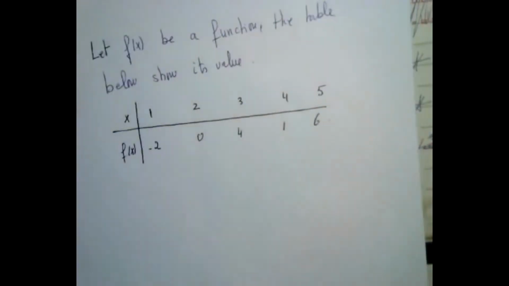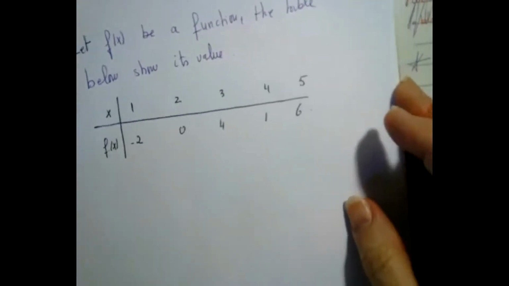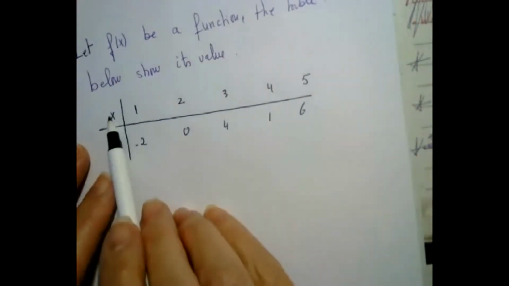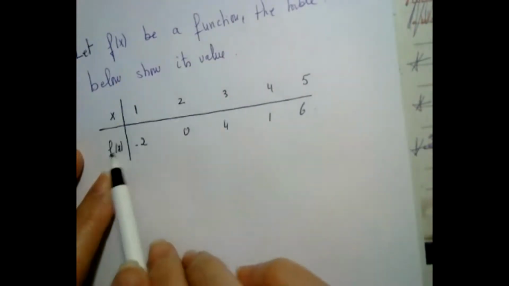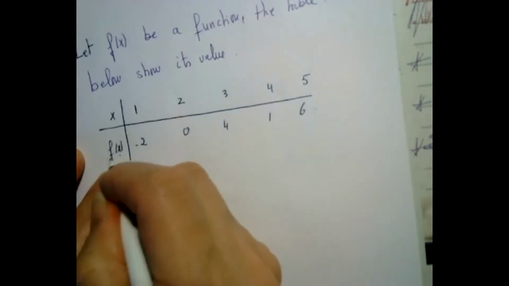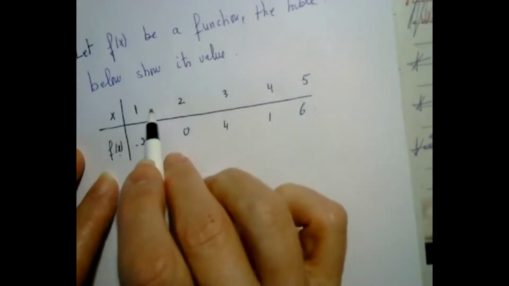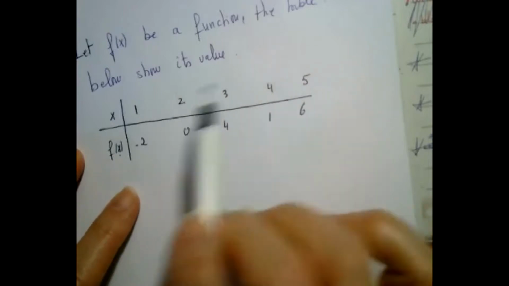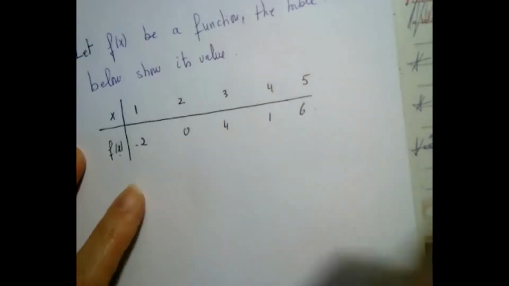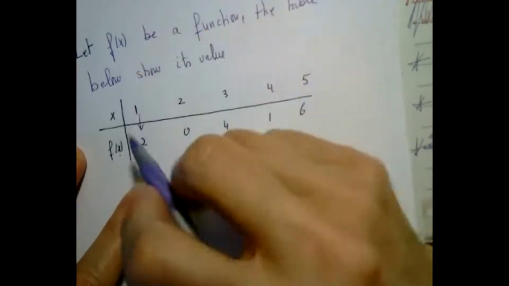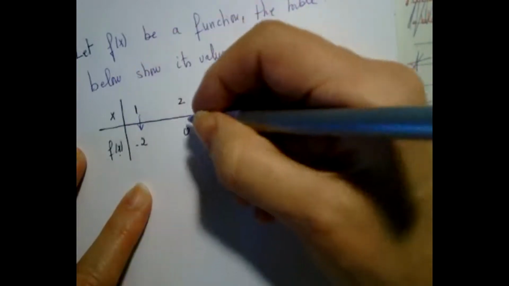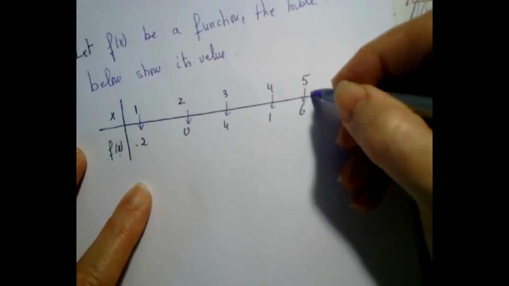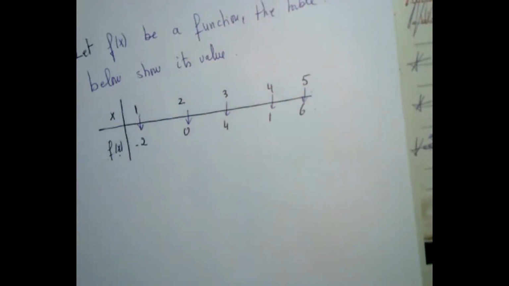Okay. So first, what do I mean by that? What does it mean, this function given by a table? It means x is the input, f of x the output. Those are the input values, 1, 2, 3, 4, 5. And the output that corresponds to each input is given like this. I'm sending 1 to -2, 2 to 0, 3 to 4, 4 to 1, and 5 to 6. As simple as that.